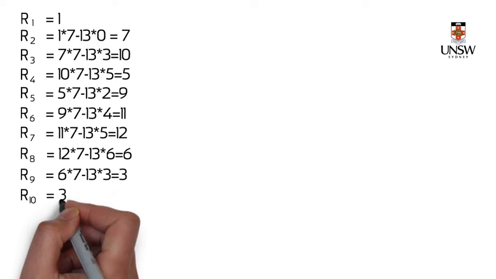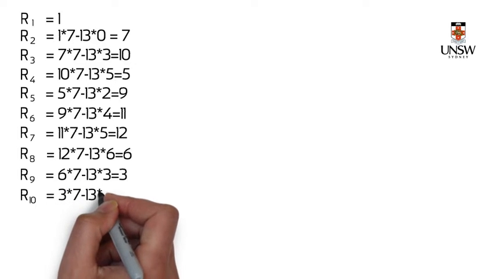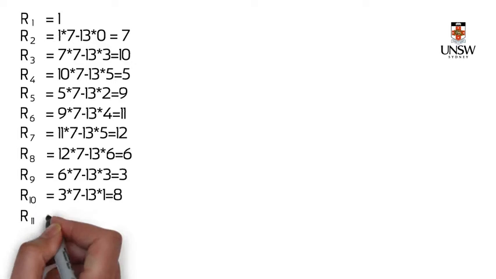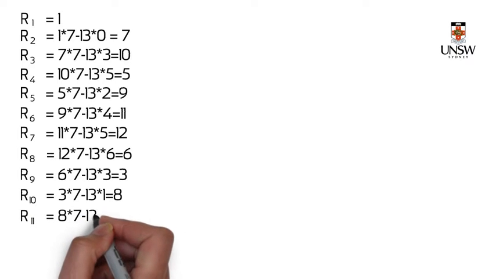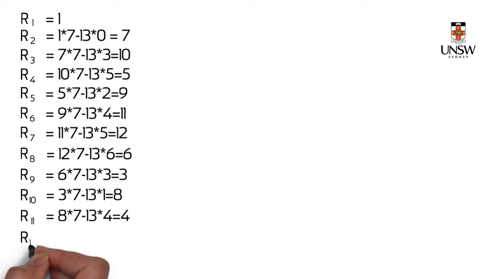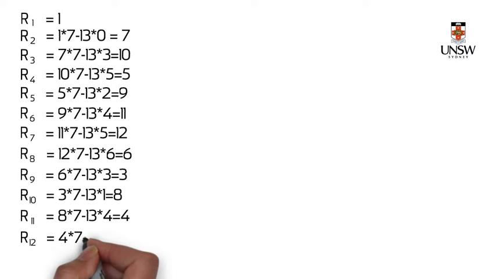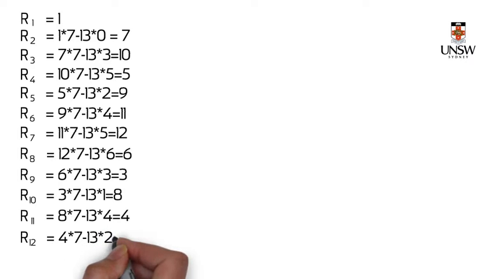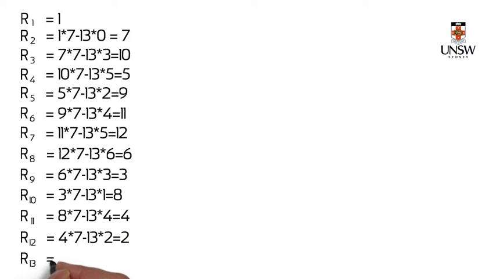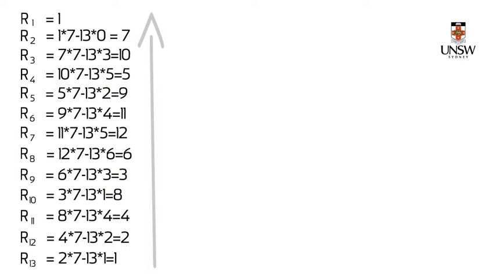r10 equals 3 times 7, minus 13 times 1, which equals 8. r11 equals 8 times 7, minus 13 times 4, which equals 4. r12 equals 4 times 7, minus 13 times 2, which equals 2. And finally, r13 equals 2 times 7, minus 13 times 1, which equals 1, which brings us back to the start. The good thing is that we have a full cycle: 1, 2, 3, 4, 5, 6, 7, 8, 9, 10, 11, 12.